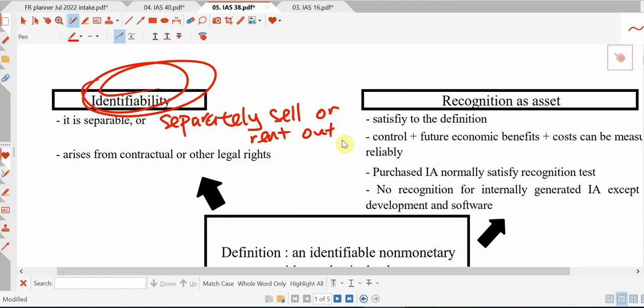Okay, I need you to give me an example now, everybody. An asset that we cannot see, cannot touch, that we can sell or we can rent out. I mean, table and chair cannot qualify already. Table and chair we can see, we can touch. Any asset that we cannot see and we cannot touch.